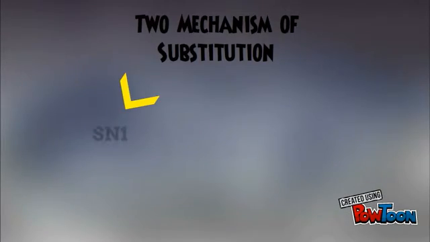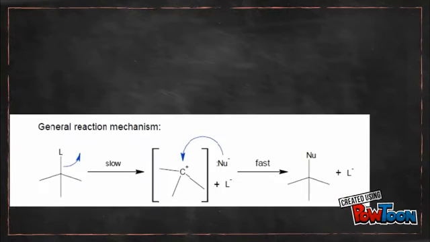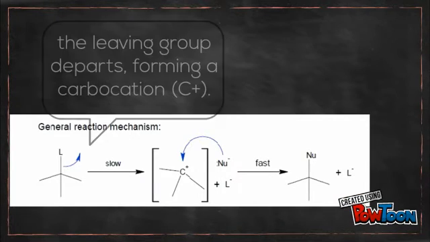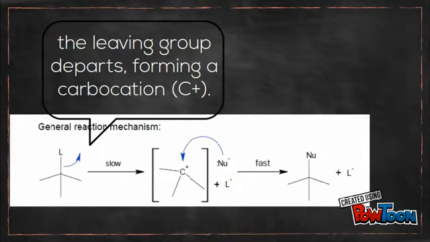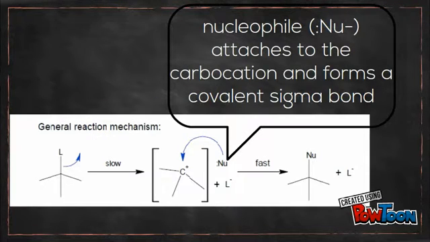There are 2 mechanisms of substitution. First, SN1 and second, SN2. This is the general reaction mechanism for SN1. The leaving group departs forming a carbocation in the slow reaction. And then the nucleophile attaches to the carbocation and forms a covalent sigma bond, which is a fast reaction.